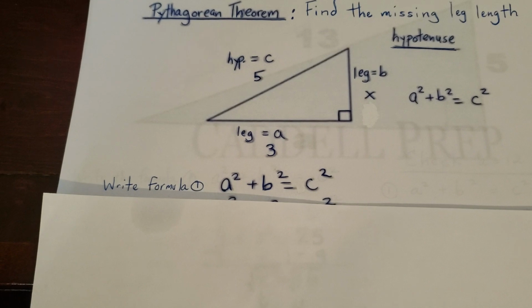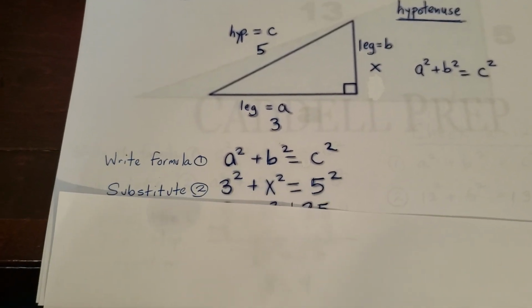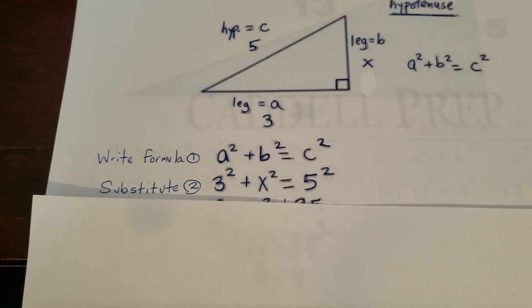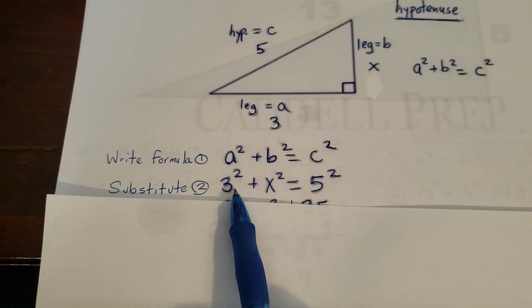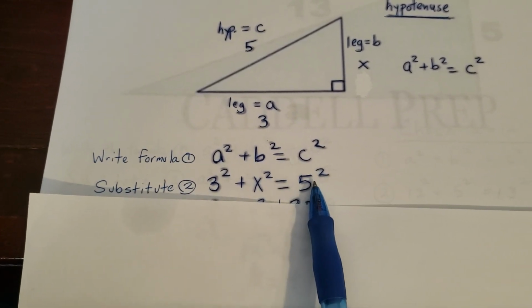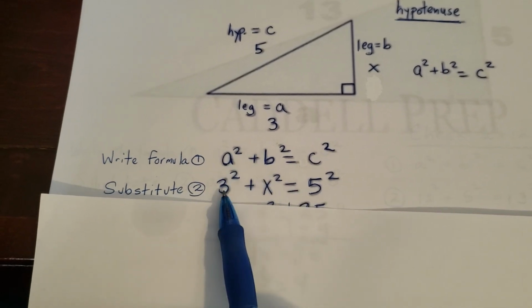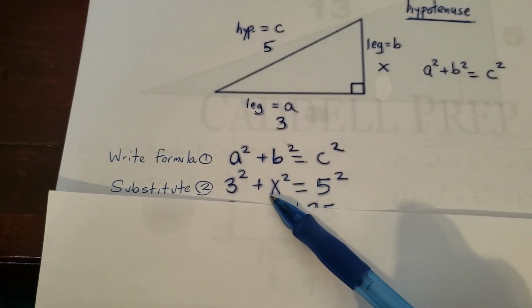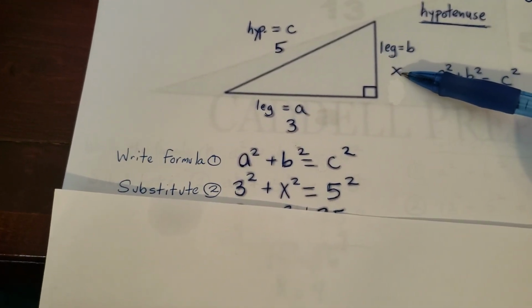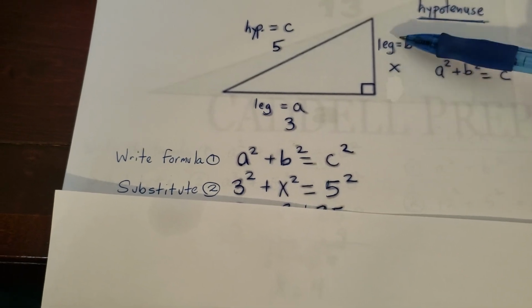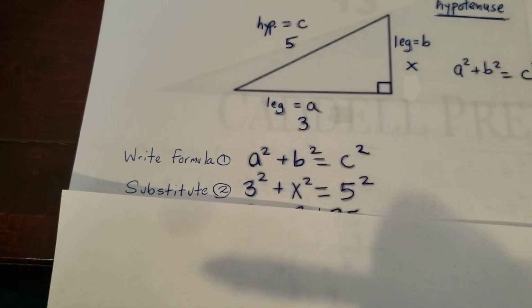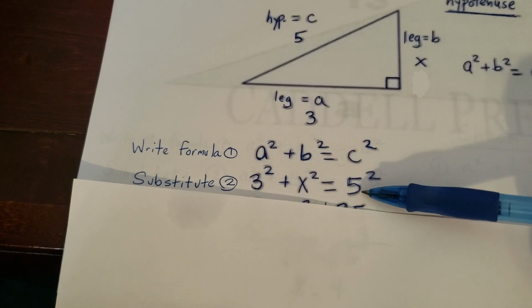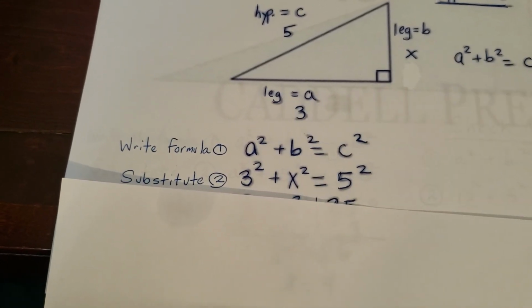Now after you write that formula, step 2 is substitute. What I mean by that is we want to substitute the values in for A, B, and C. So from the problem, the value for A is 3, which is here. The value for leg B is here, which is X. We don't have a value. We're trying to find this side, so that's why it's X, because it's unknown. And for the hypotenuse, which is here, C, we got a 5. So we substitute a 5 in here. So this is the substitution portion.